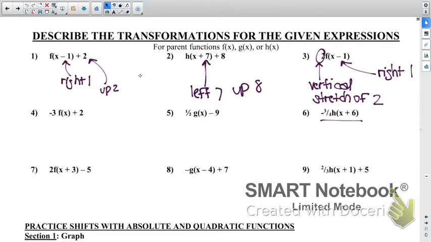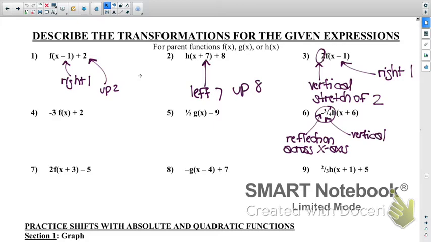All right, 6 actually has 3 transformations in it. Okay? Because this right here is 2. Okay, the negative has nothing to do with the vertical stretch or shrink. The negative, what is the negative specifically? Down 3 over 4. It's a reflection across the x-axis. Okay, the 3/4 is a vertical what?